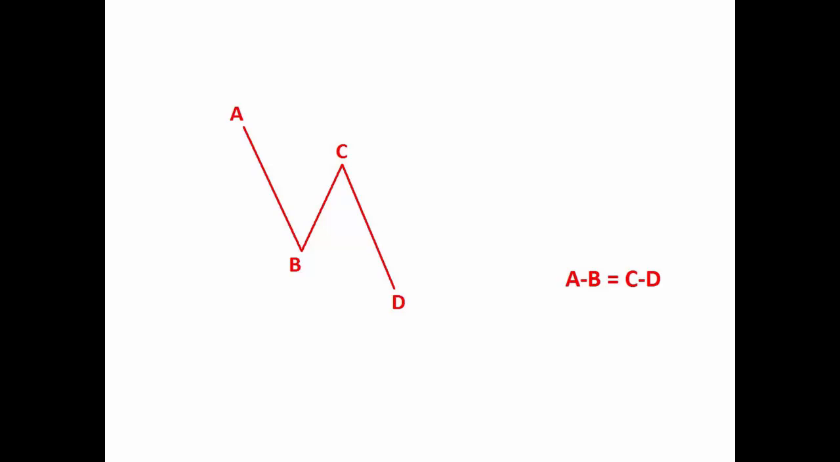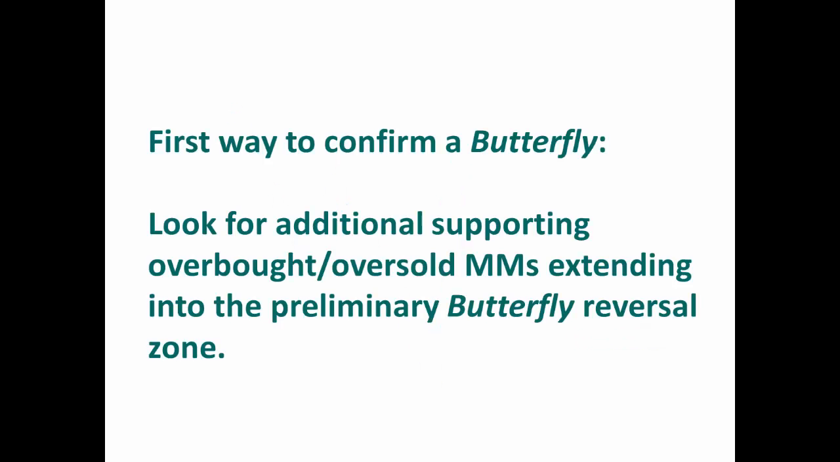Here's a bearish measure move, again with a deep point C. A lot of times you're going to get the CD leg stretching bigger than AB. When that happens, we can say that this particular pattern is showing an oversold situation where you might expect a bounce. So the first way to confirm a butterfly is to look for additional supporting overbought, oversold measure moves extending into the preliminary butterfly reversal zone. This will give support. This will give reinforcement to the butterfly pattern.